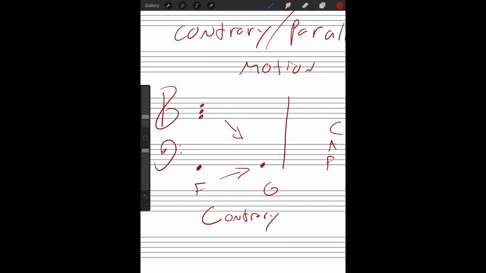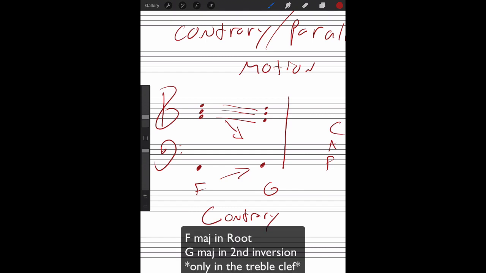The closest place for that F to go is down to a D. The closest place for the A is down to a G, and the C comes down just a half step to the B. So these are all moving down in opposite motion. The bass is going up, the voices up top are moving down. So we're in contrary motion.